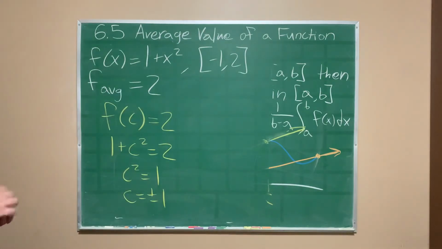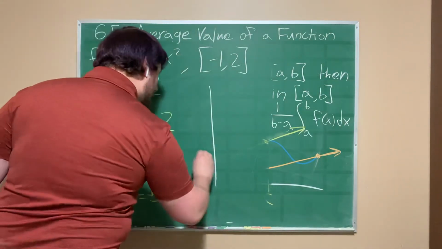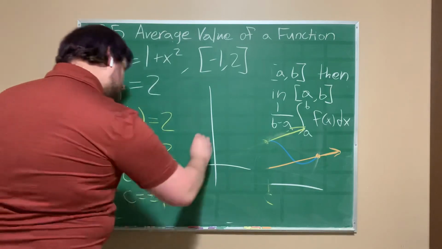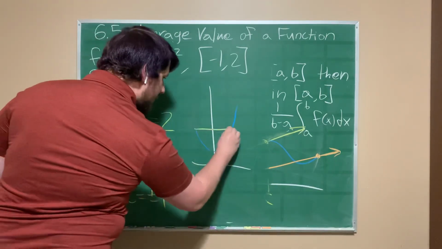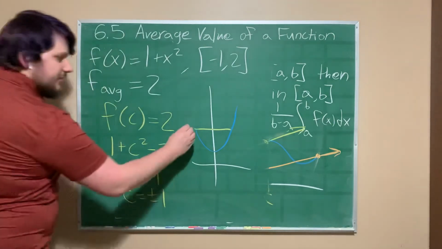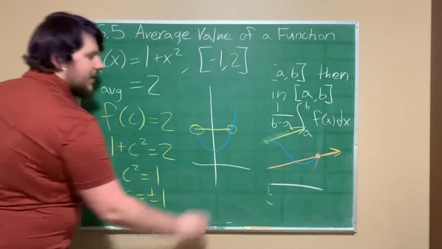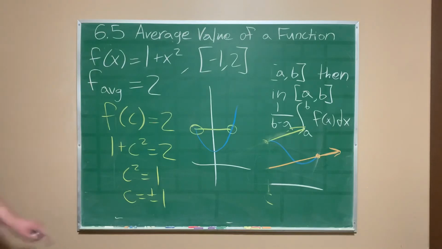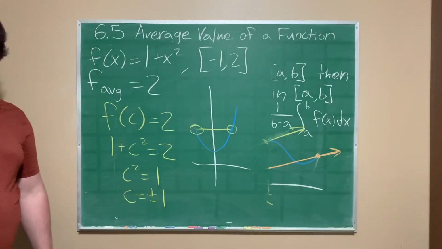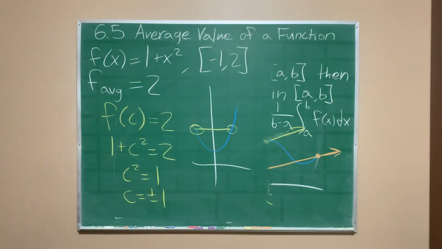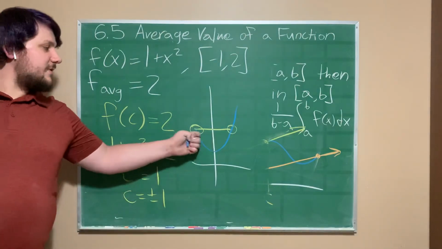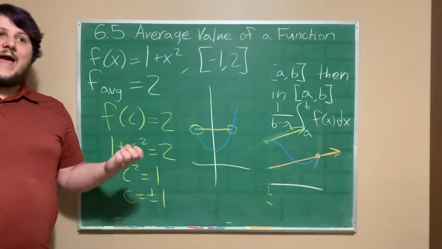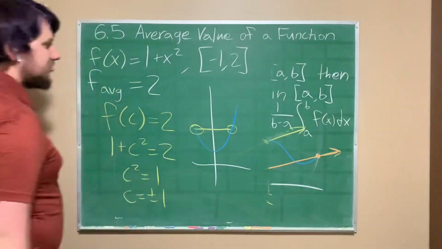And so you'll remember that when we drew the picture of this, we had a parabola, something like that, with our average value going right through the middle, intersecting at -1 and at +1. So that's exactly what we see right here. And that's all the mean value theorem for integrals says, is that somewhere in the middle, there has to be at least one point that actually takes on the average value of the function.